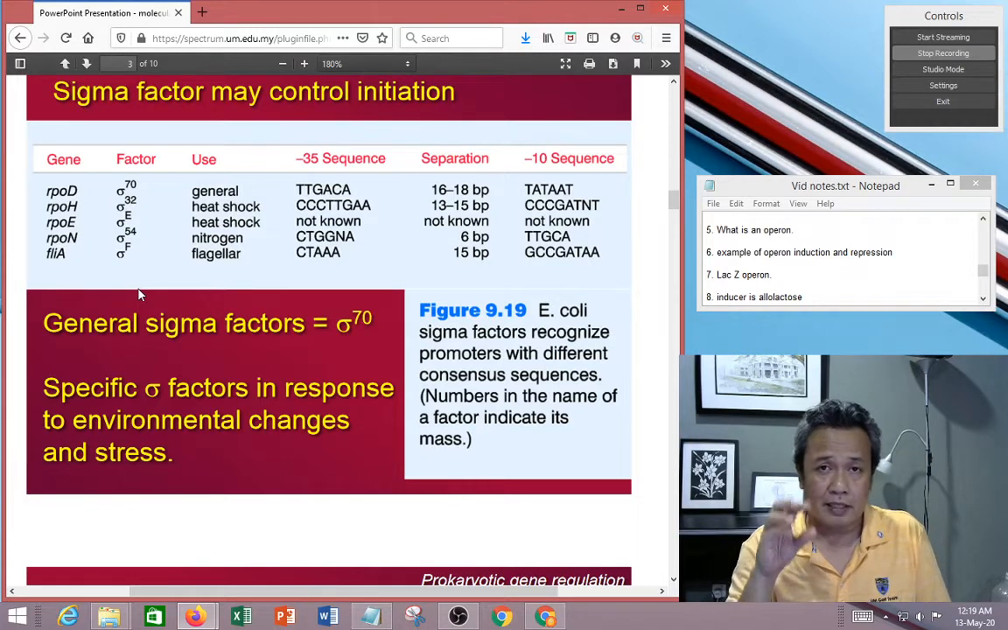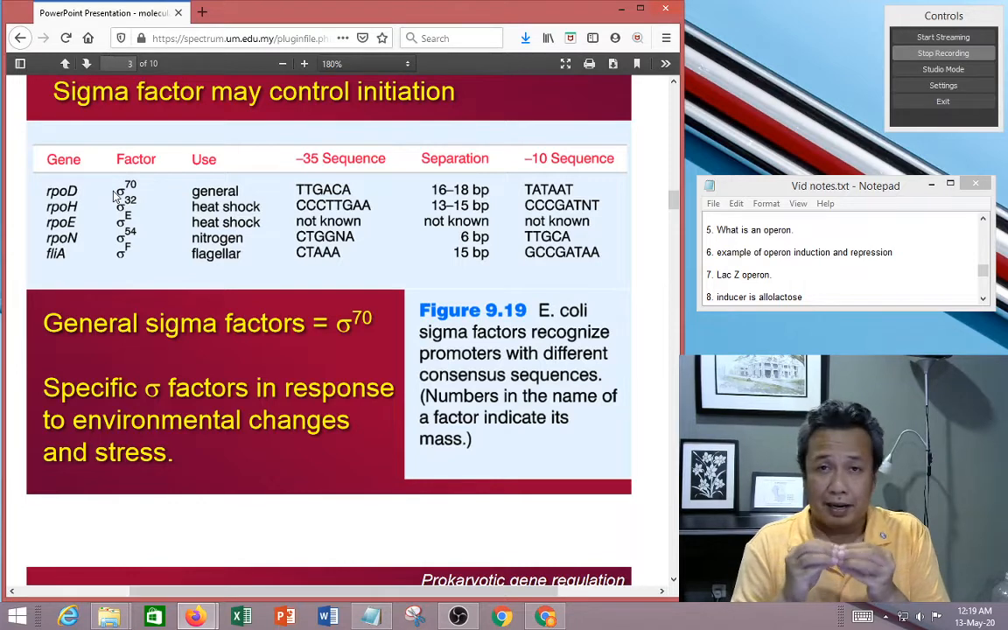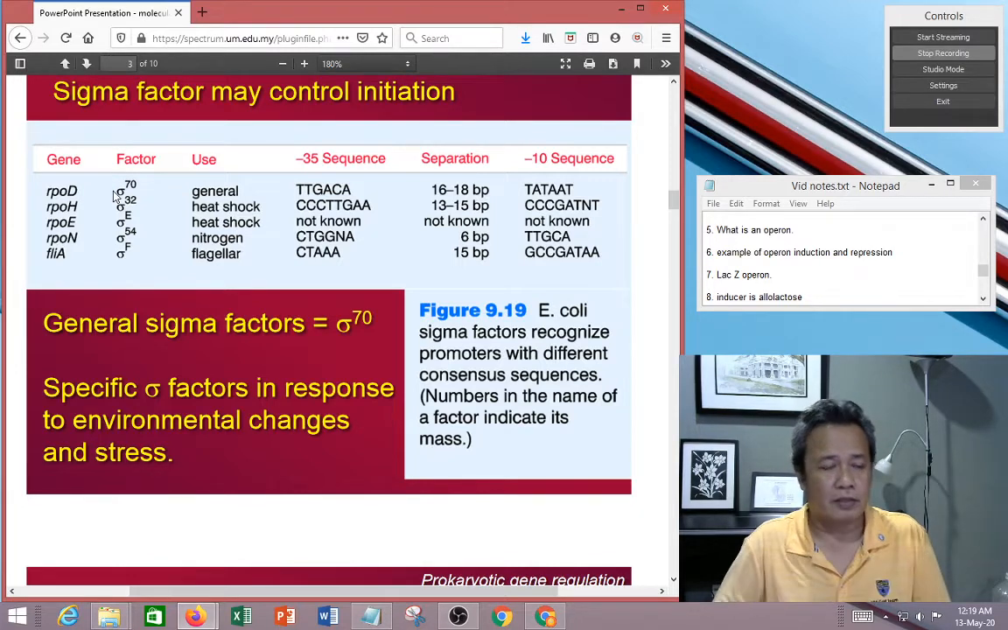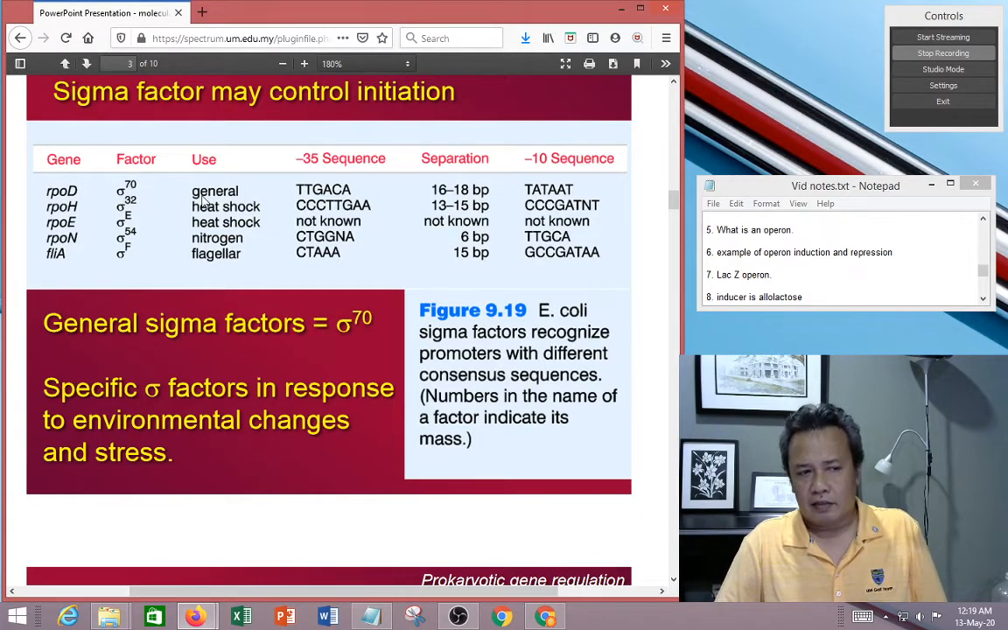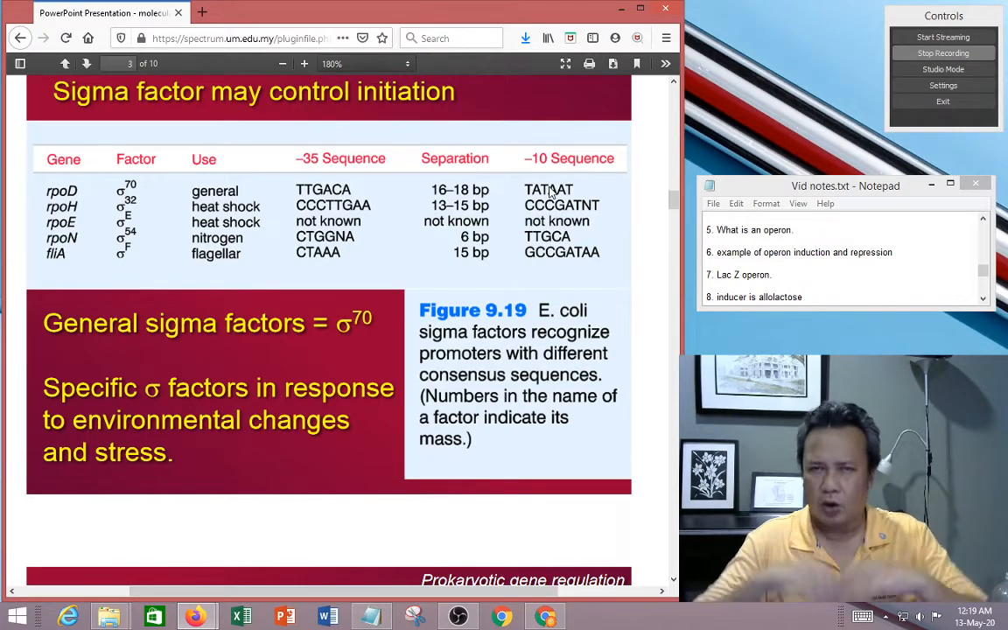Look here, this is the general sigma factor. It's called sigma 70. 70 is the molecular mass, 70 kilodaltons. So sigma 70, the general one, binds to the TTGACA. This is the -35 sequence. It also binds to the -10 sequence. This is found in a lot of different genes.